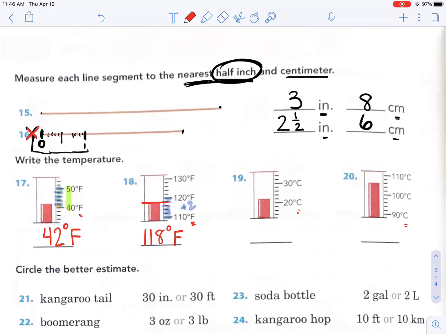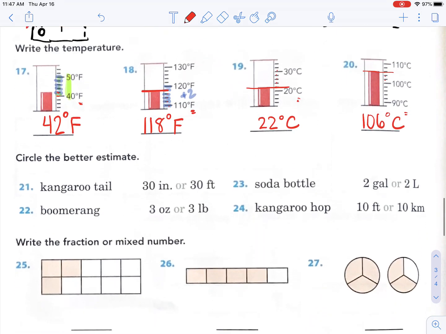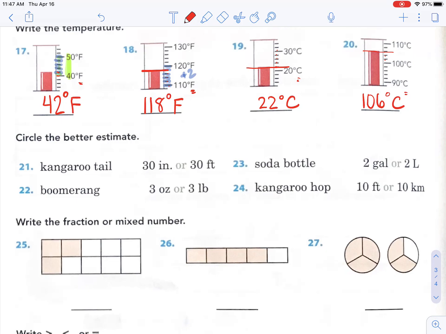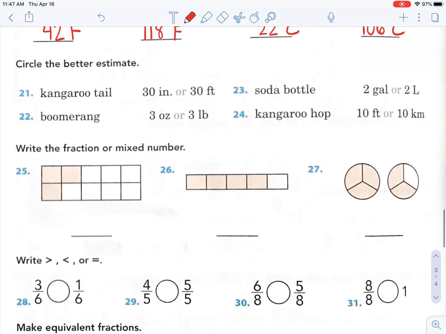Let's see, next one. These again go up by 2. 22, 24, 26, 28, 30. So this is Celsius. Let's see where it stops. So this is 22 degrees Celsius. Excellent. Okay, again, these ones go up by 2, not 1. So we have 102, 104, 106, 106 degrees Celsius. That is crazy hot. We never hit that temperature here on Earth, unless you're talking about underneath the Earth. But our weather will never reach 106 degrees Celsius.